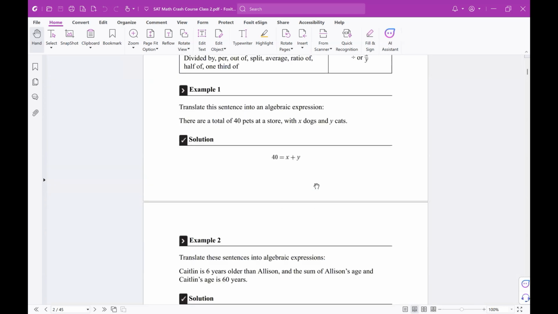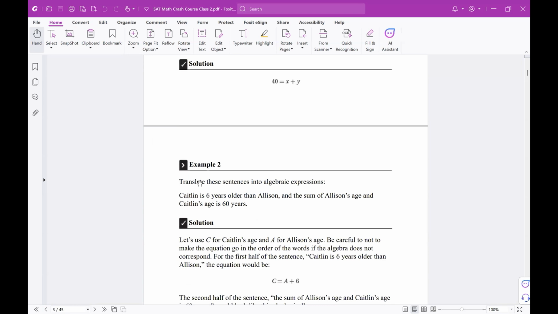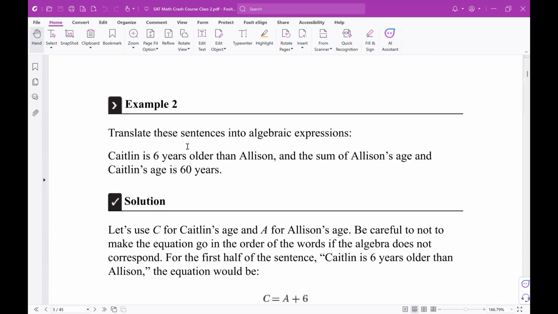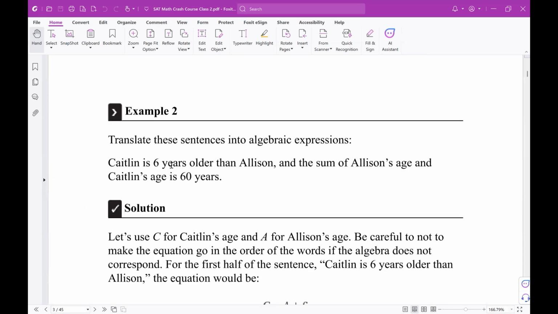Do you understand this? It's a child's problem, I think. Okay. So this time, example number two: translate these sentences into algebraic expressions. Caitlin is 6 years older than Alison, and the sum of Alison's age and Caitlin's age is 6 years.